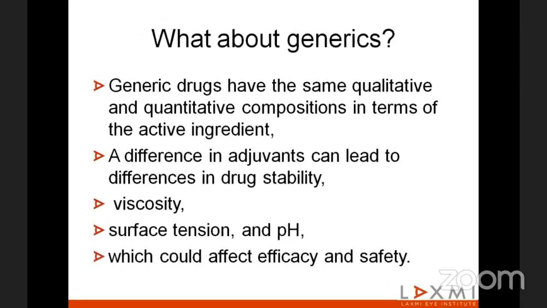Generic drugs have the same quantitative and qualitative compositions in terms of the active ingredient. A difference in adjuvants can lead to differences in drug stability, viscosity, surface tension, and pH, which could then affect the efficacy and safety.